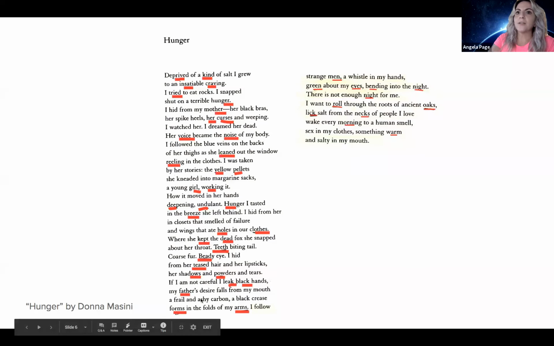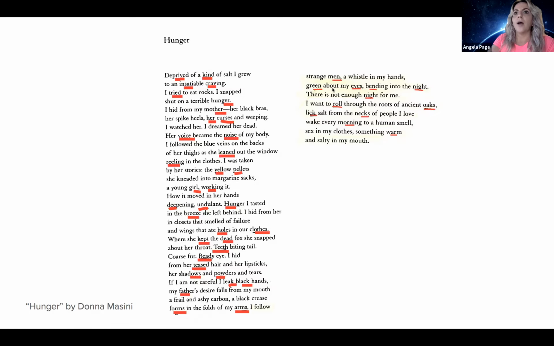"Father" and "arms," those are linked together. And even the RMS in "forms" and "arms" are linked together. "Men" and "green" and "bending," all three of those go together. And then "eyes" and "night" down here as well. "Roll" and "oaks," that's similar as well. "Through" and "roots" is one that was picked out by one of my students that I did not notice. "Lick" and "neck" are two that I did not notice initially, but then I went back through and looked at it. The R's in "morning" and "warm."